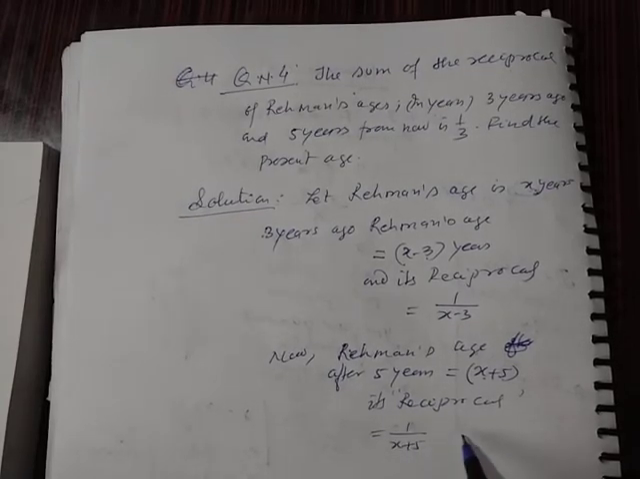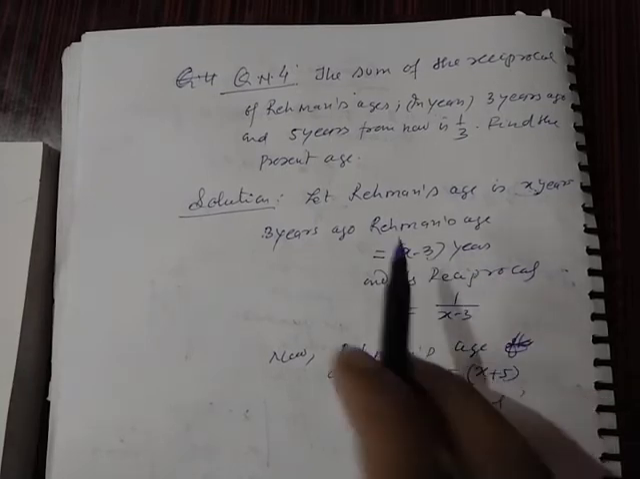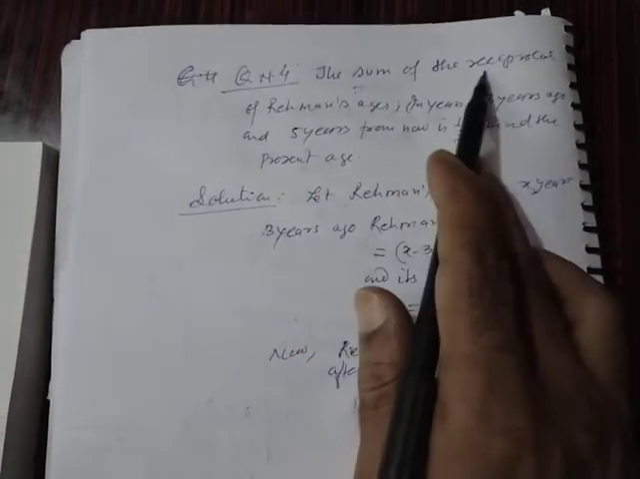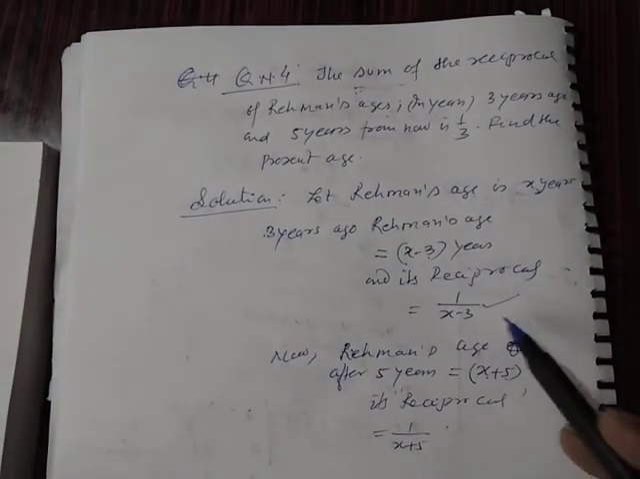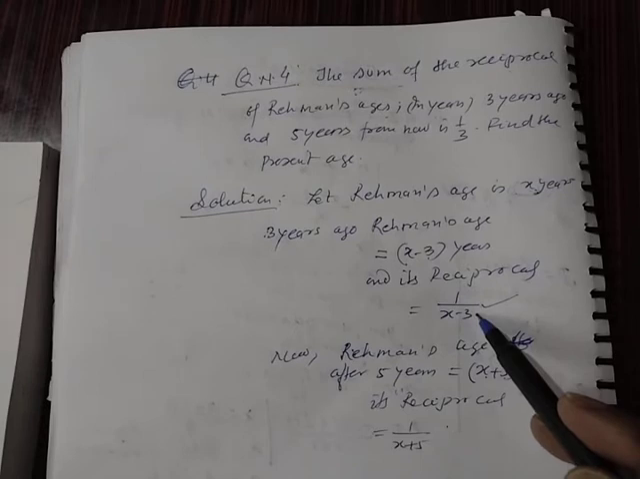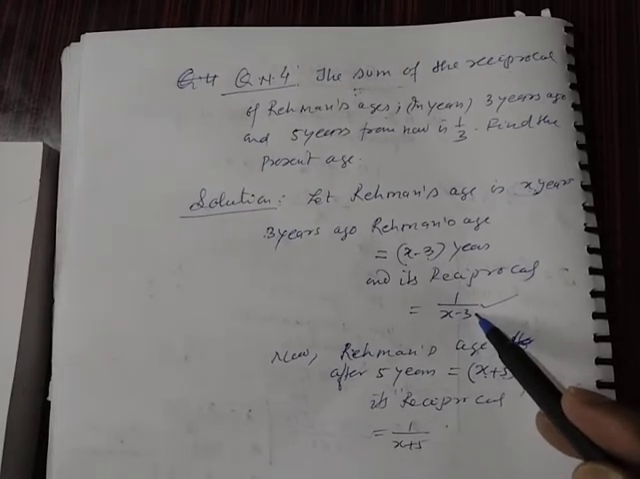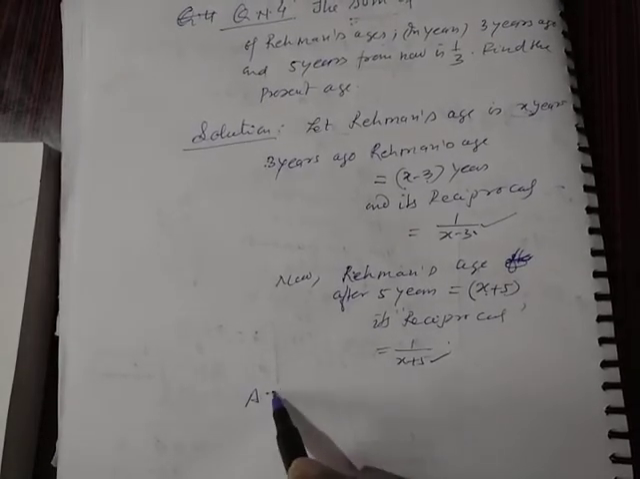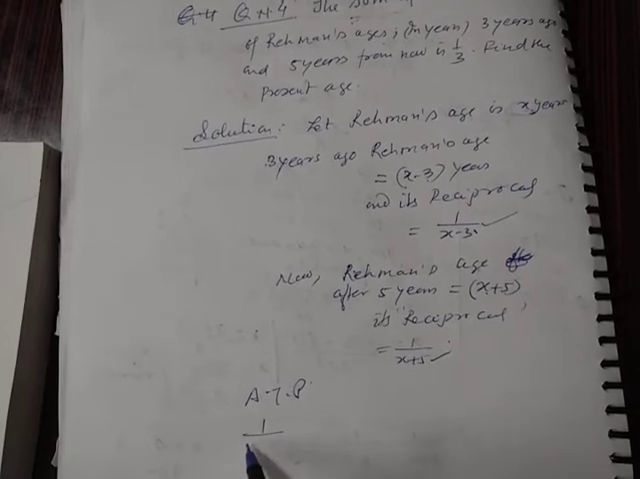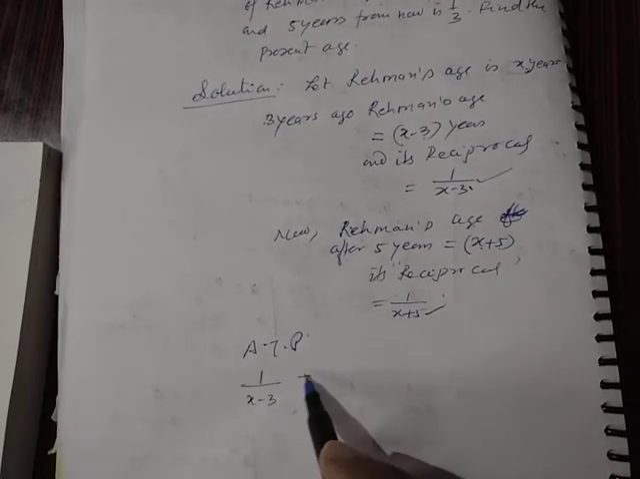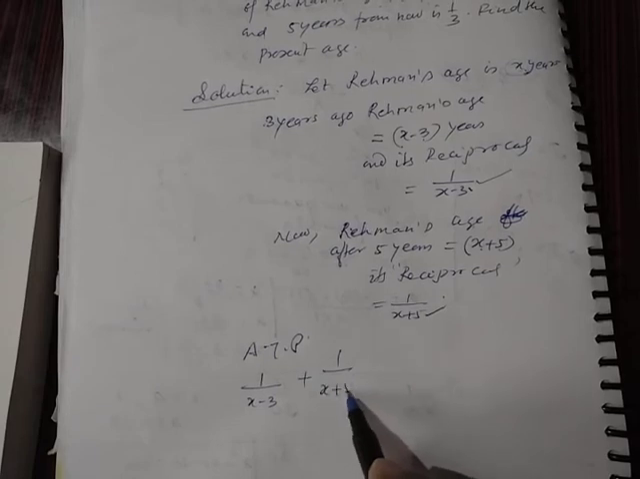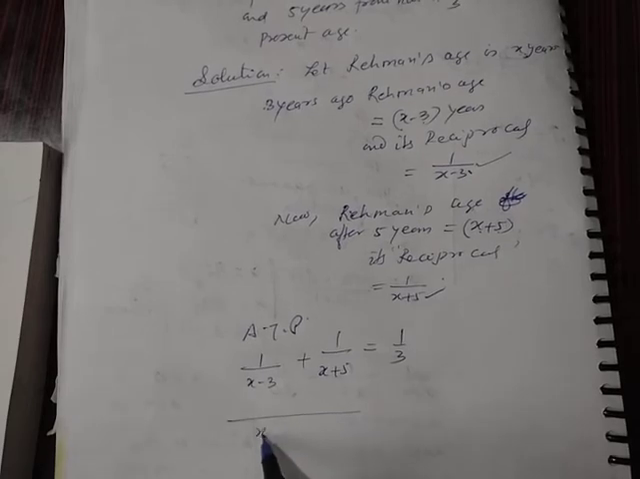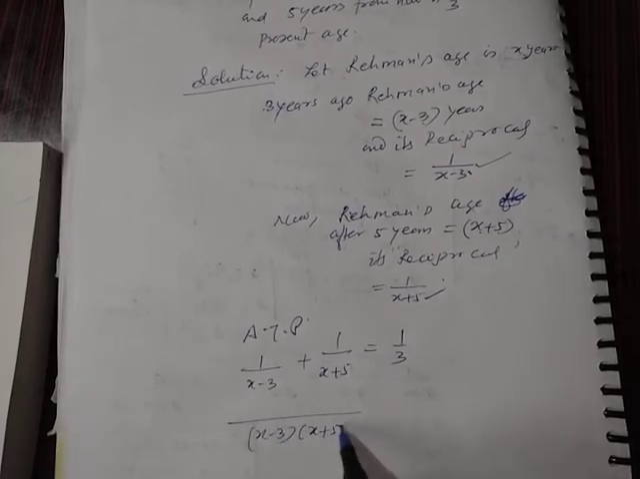1/(x plus 5). Okay. Now you read the question. Sum of the reciprocal of Rahman's age. Both are Rahman's age. एक है 3 साल पहले का और एक है 5 साल बाद का. तो according to problem, 1/(x minus 3) plus 1/(x plus 5) equal to कितना है? 1/3.